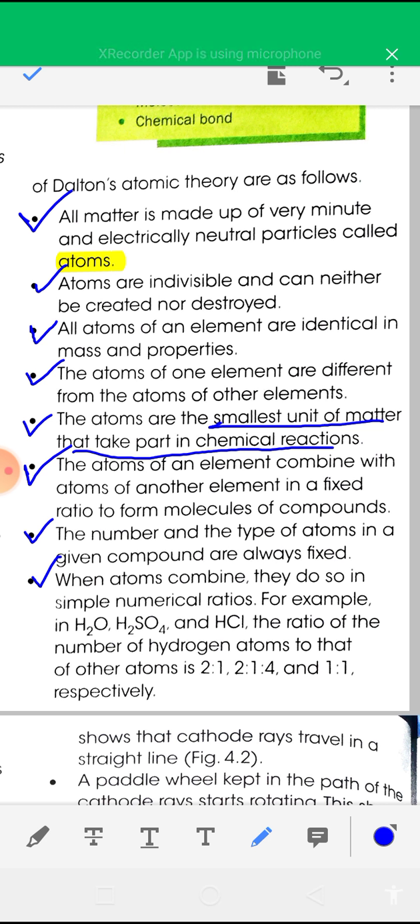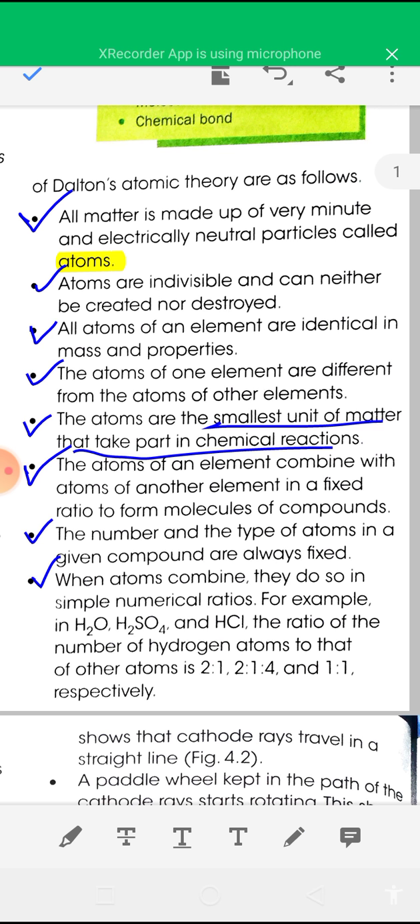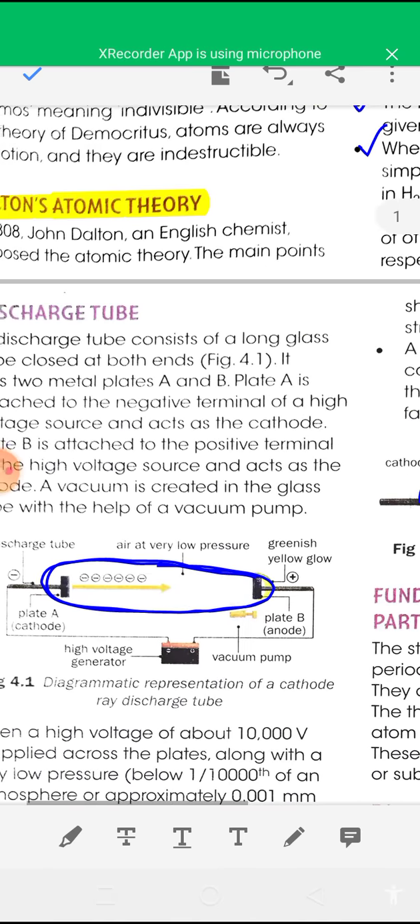Atoms are the smallest particle of matter. Atoms are indivisible, can neither be created nor destroyed. All atoms of an element are identical in mass and properties. And atoms are the smallest unit of matter that take part in chemical reactions. So John Dalton told these points about atoms.